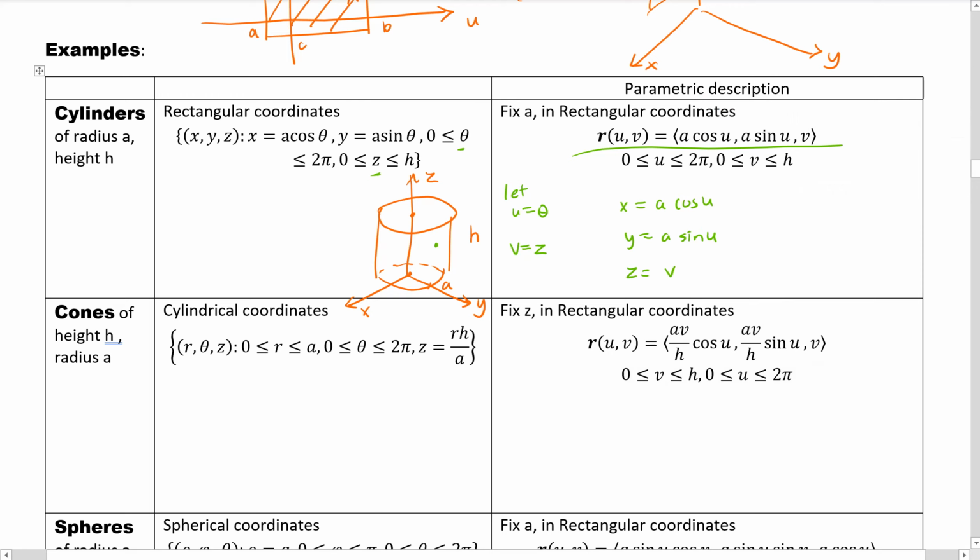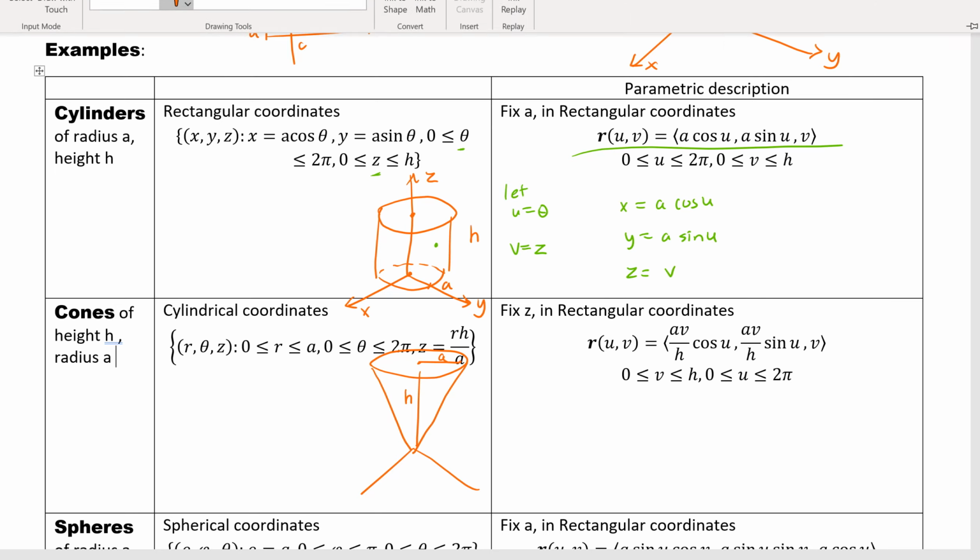Okay, let's continue. Next, we have cones of height h and radius a. What is that? Let me draw a cone here. So we're on this cone, and let's say here that is a and that's h.